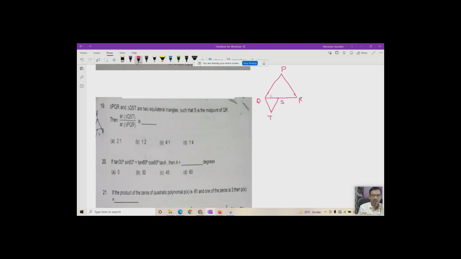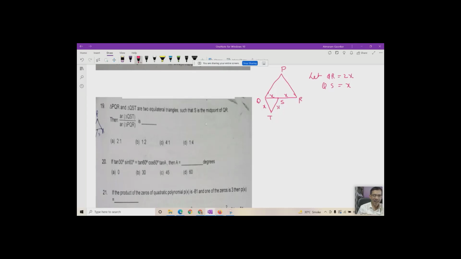And let me assume this length QR, let QR be equal to 2x, so that QS is equal to x. So this is x, this is x. Again this will be x, this will be x. And with this figure, it is very much clear what the question is and how to find the answer.